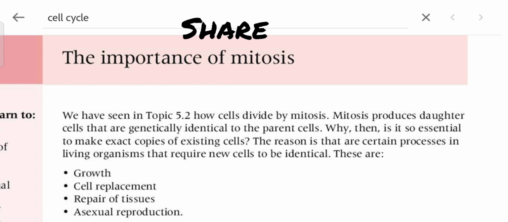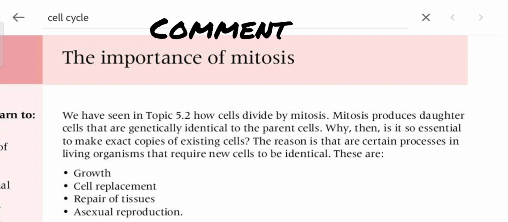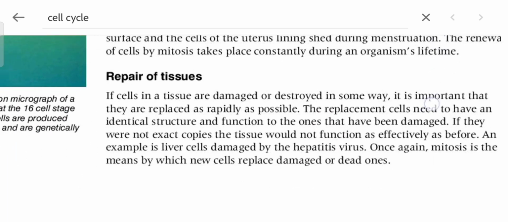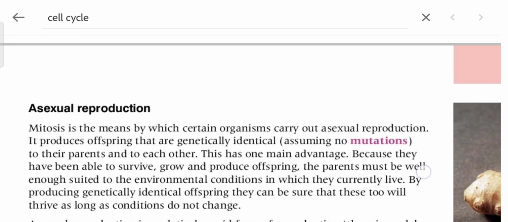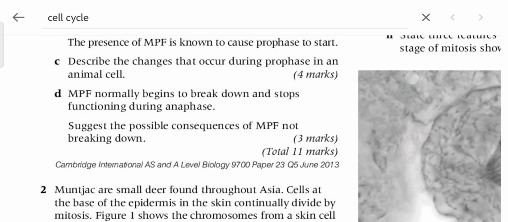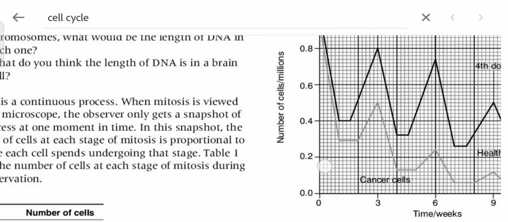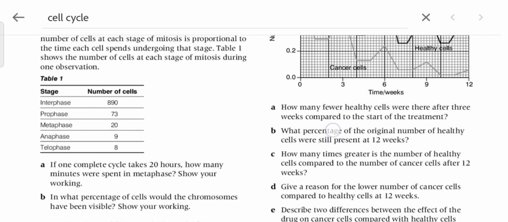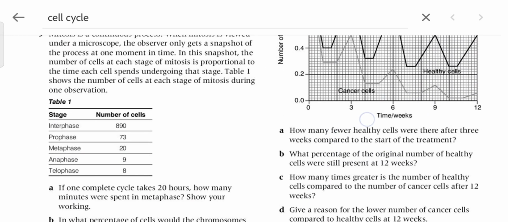In asexual reproduction, you've heard about vegetative propagation, where a stem cutting is used as a planting material, like in the cassava stem cuttings. That is all mitosis at work. So that is basically the importance of mitosis. We have looked at all that. You will see applications of mitosis. You will see applications of stem cells.